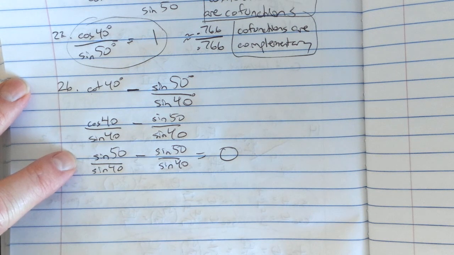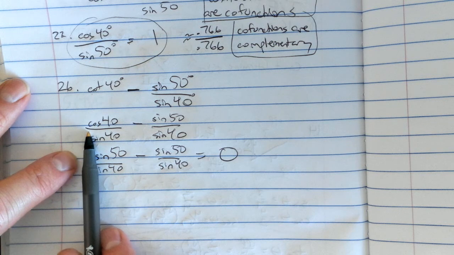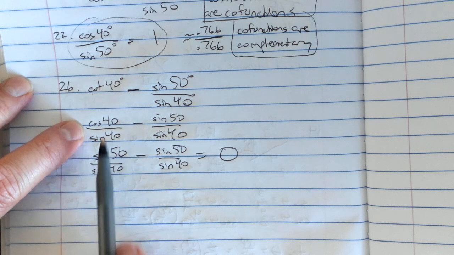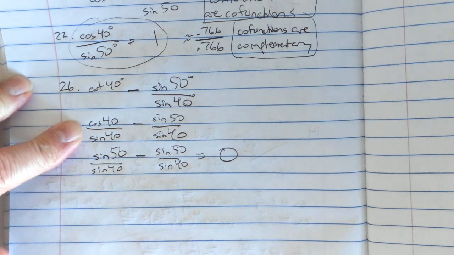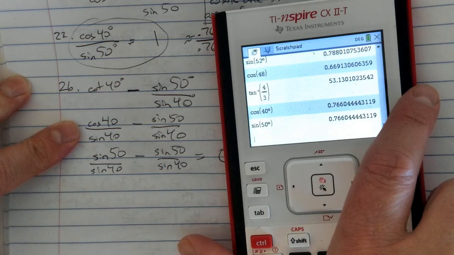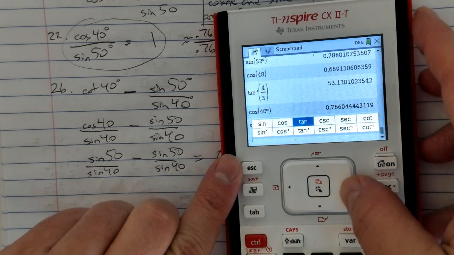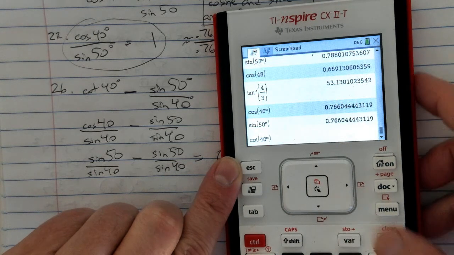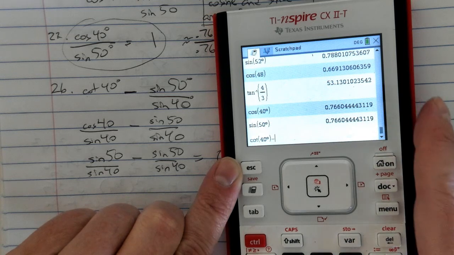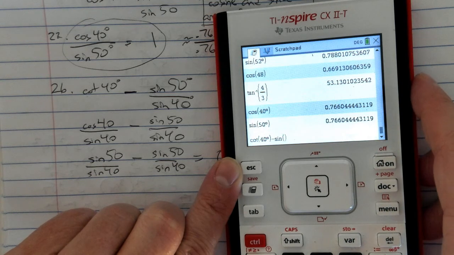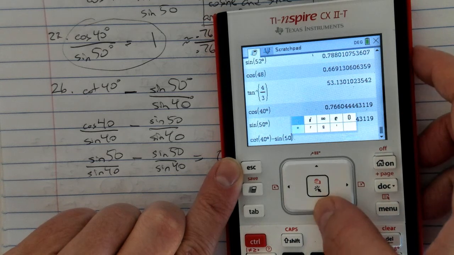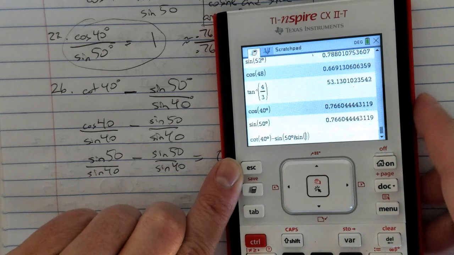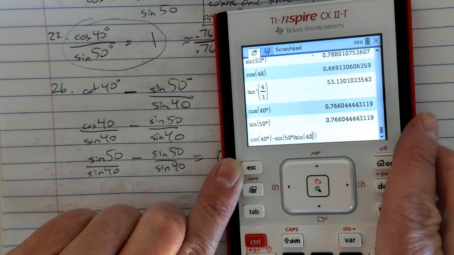So that's the long way to do it. Change cotangent to cosine over sine. Then change this cosine to be sine 50 because those are complementary. The shorter way to do this is just type it in your calculator. Cotangent 40 degrees minus sine 50 degrees over sine 40 degrees.